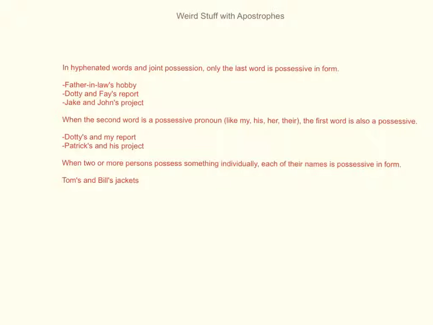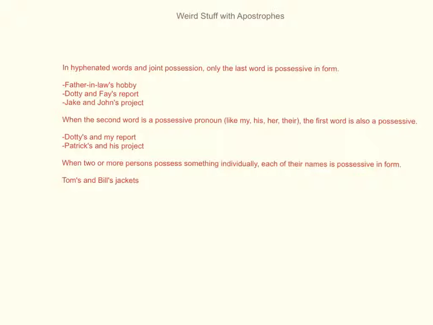But anyway, back to what I was saying. Dottie and Faye, if it's their report, it would be Dottie and Faye's report. Okay? But the other thing is that when the second word is a possessive pronoun, like my, his, her, their, the first word is also a possessive. So Dottie's and my report. I usually get around this by saying my and Dottie's report. That sounds a little bit more eloquent and elegant.